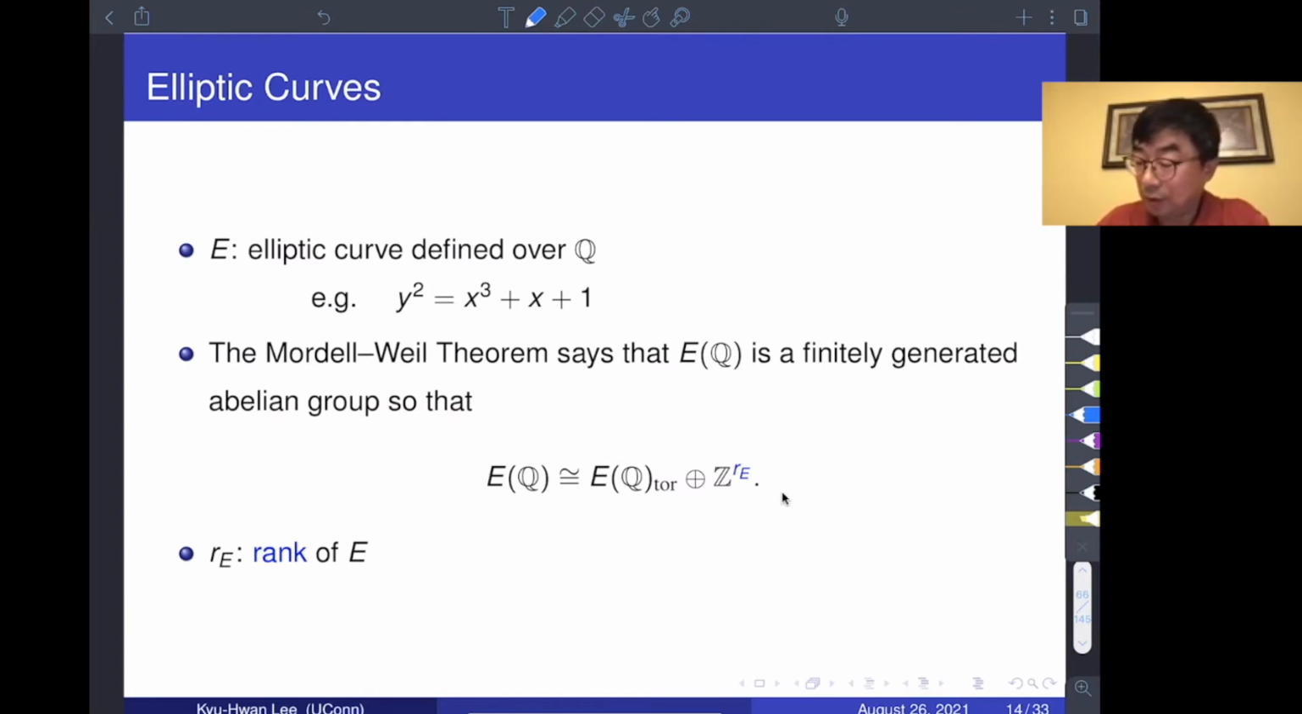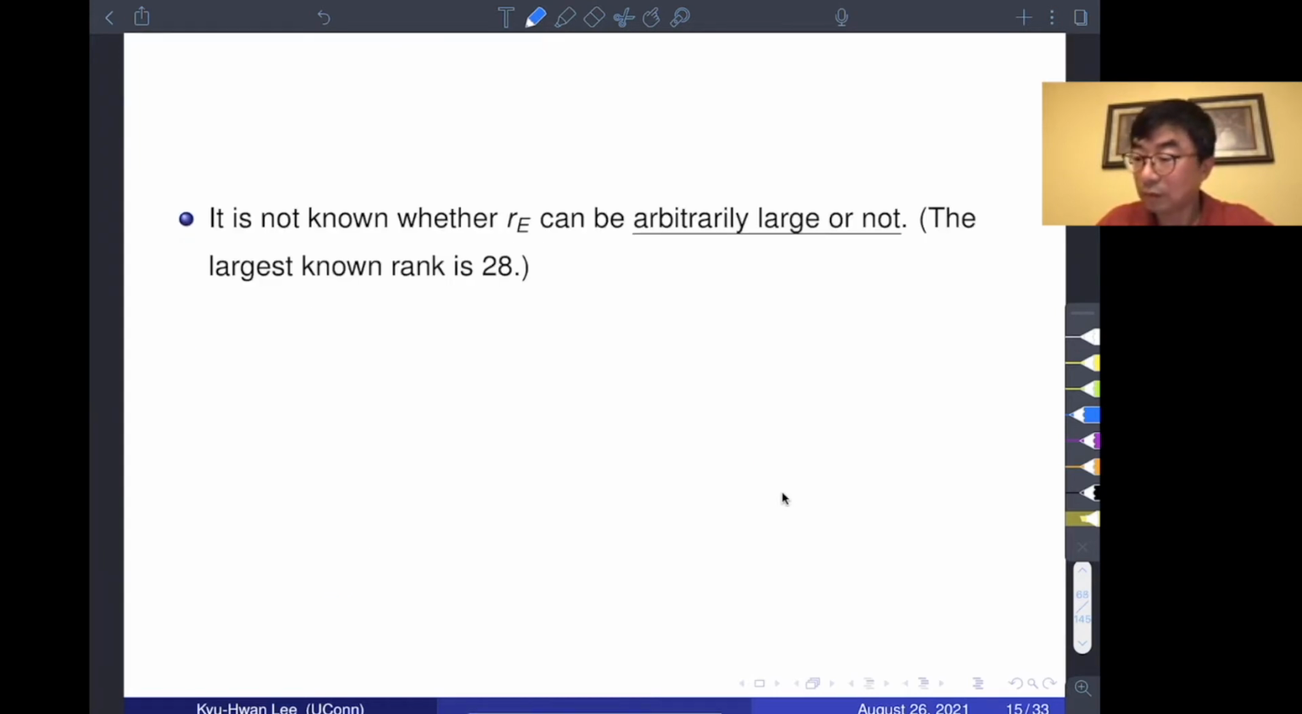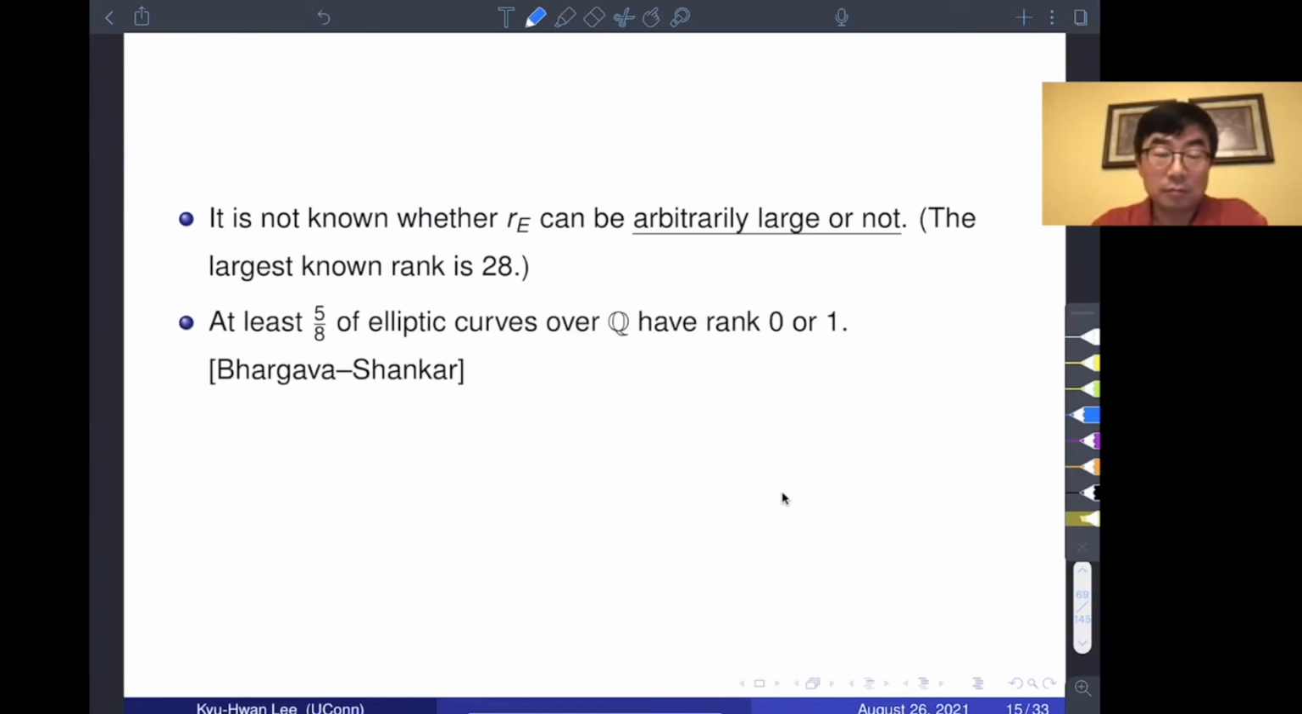And there are some conjectures about the rank of an elliptic curve. For example, it is not known whether the rank can be arbitrarily large or not. The largest known rank is 28 at the moment. At least 5/8 of elliptic curves over Q have rank 0 or 1. It's a result of Bhargava and Shankar.